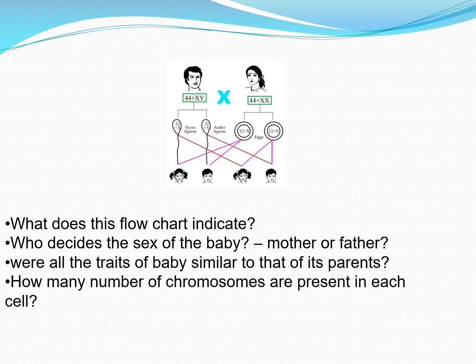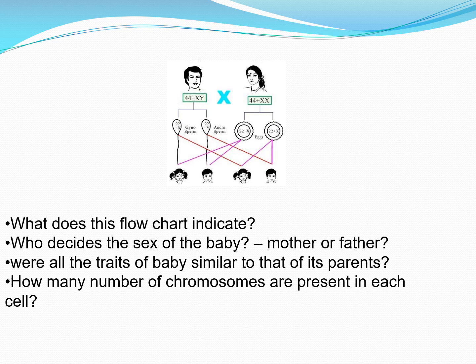He produces two types of sperms, half of the sperms with X chromosome and half of the sperms with Y chromosome. During fertilization, a sperm carrying X chromosome fused with ovum leads to the formation of a female baby. And if a sperm carrying Y chromosome fused with ovum, it leads to the formation of a male baby. So father decides the sex of the baby.